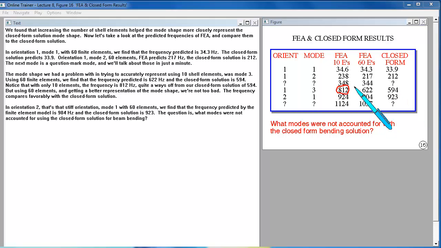In orientation 2, that's the stiff orientation, mode 1, with 60 elements, we find that the frequency predicted by the finite element model is 904 Hertz, and the closed form solution is 923. My question is, what modes were not accounted for using the closed form solution for beam bending?